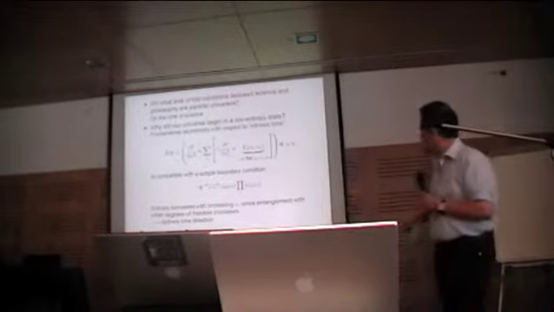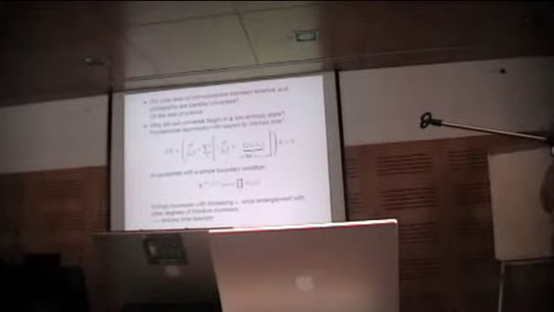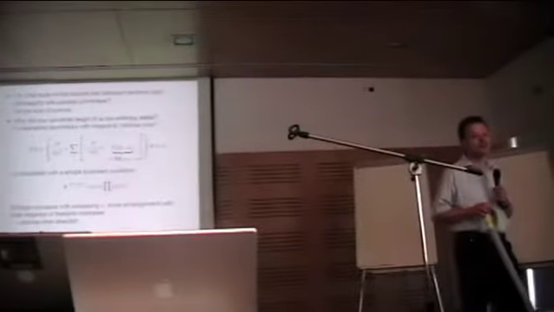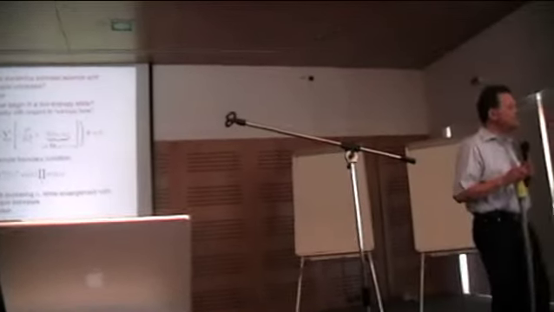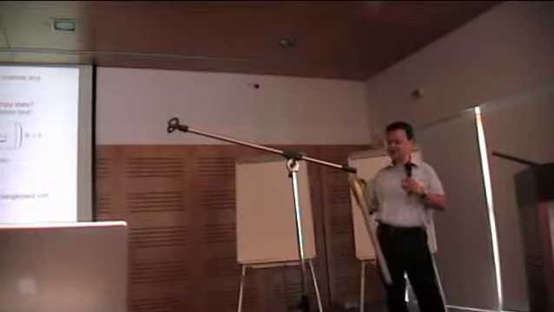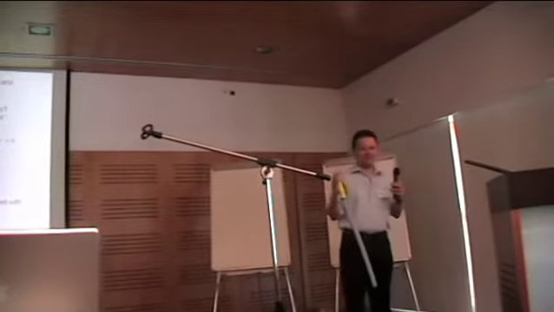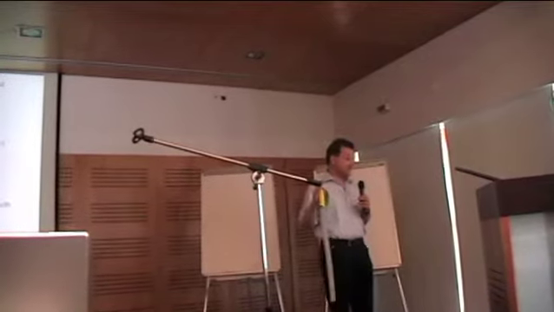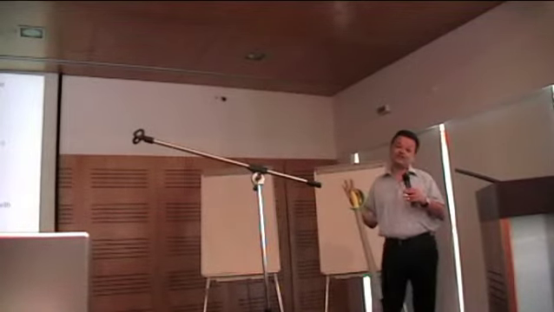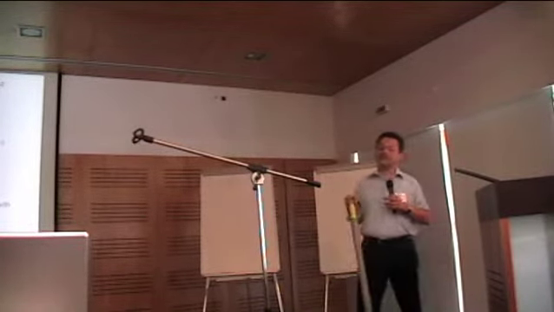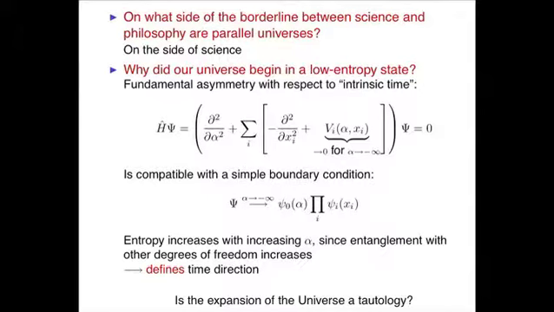On what side of the borderline between science and philosophy are parallel universes? I would say on the side of science. I fully agree with Max's remark yesterday that if you have a theory, you should buy all of it and believe all of its consequences. So we have a consistent framework, I think, and then you should view parallel universes in the sense of Everett also as real.